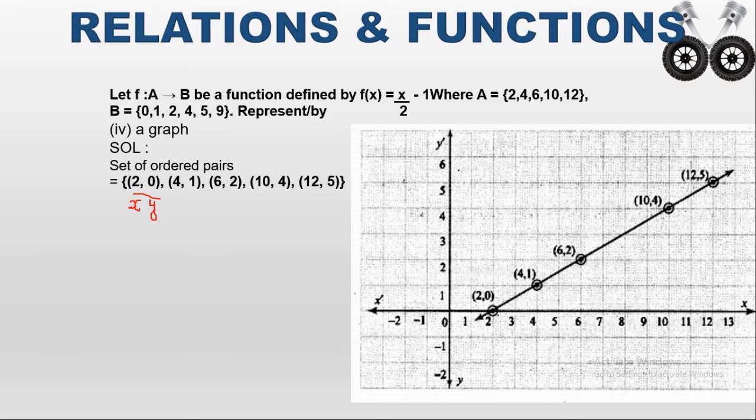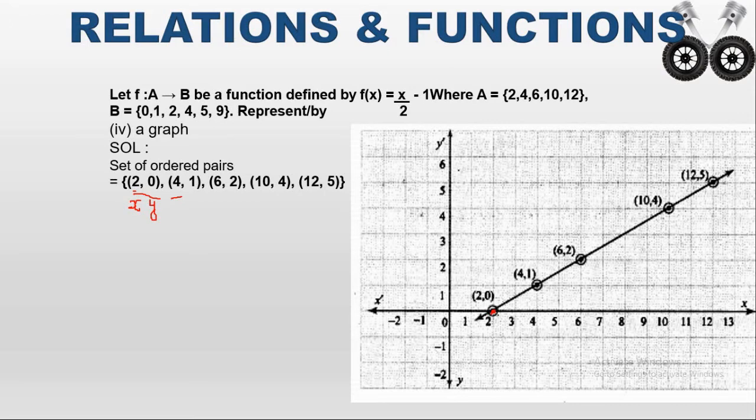So first, what is the first element? That is 2. 2 is the positive 2. That is, from 0, you have to move to the right side to 2. So you will be here. Then what is the y value? That is 0. So that means it lies on the x-axis itself. So the point is here. So 2, 0.